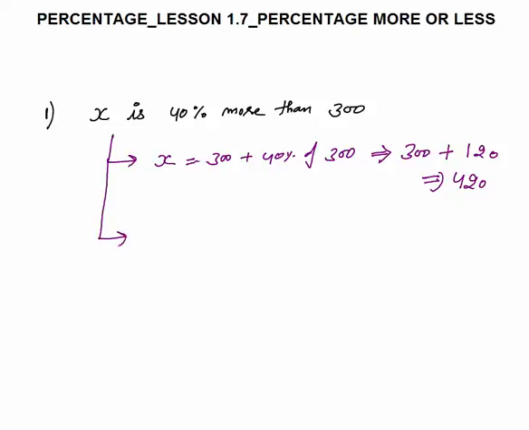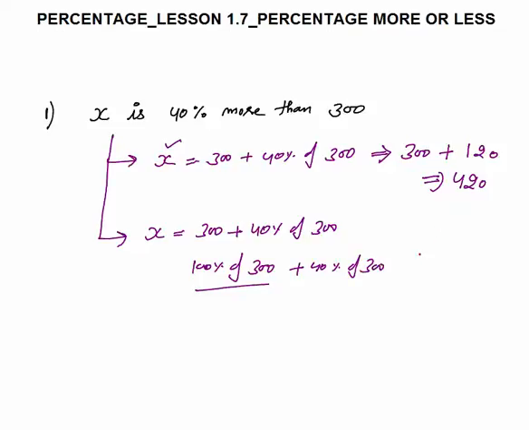Or the second method is x is equal to 300 plus 40% of 300. You can write it as 100% of 300. This method you must know. But if we have to solve this kind of question in the exam, the straight one is the better method. But you must know how to write in a different format. 300 plus 40% of 300. Now everything is 100% of itself. So this is equal to 100% of 300 plus 40% of 300. This will become 140% of 300.